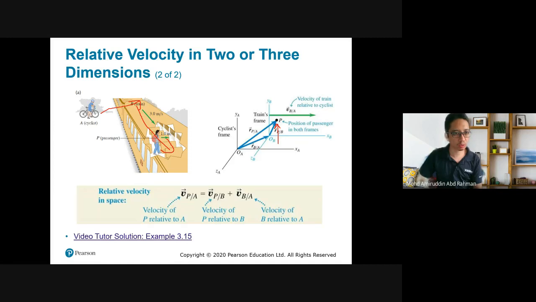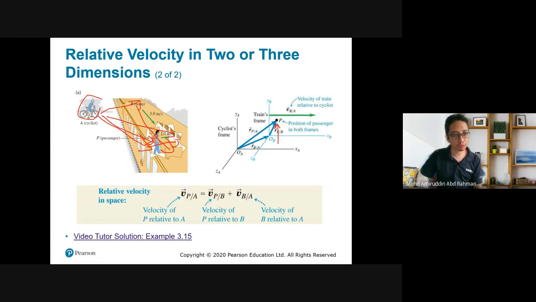The cyclist will see this passenger at the initial point starting from there, and then next it will move to that direction. So we need to quantify those vectors. Basically it's like that. From there, and then from there, we have two vectors.